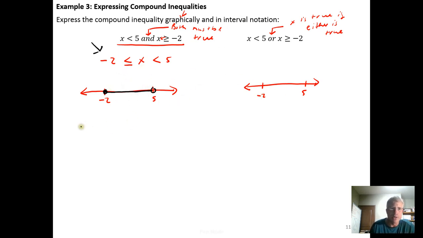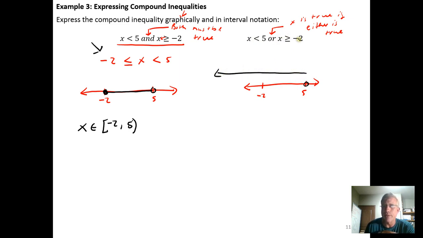And in interval notation, I would say x is an element of the interval starting at -2 but including -2 and running all the way to 5. Because of the open circle, there's no equal on the 5. We will use an open parenthesis here. For this one, this says x needs to be less than 5. So we know that's going to be an open circle. 5 is a boundary not included. And to be less than 5, we're going this way.